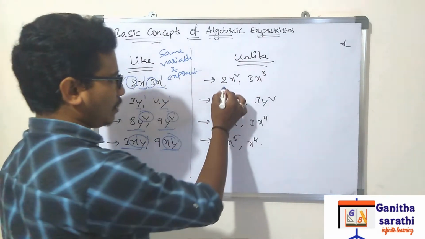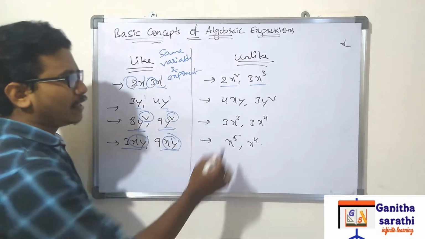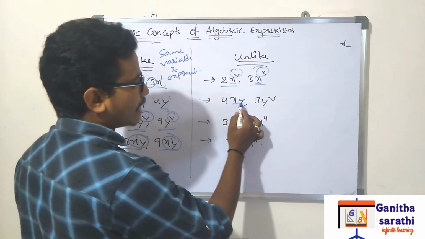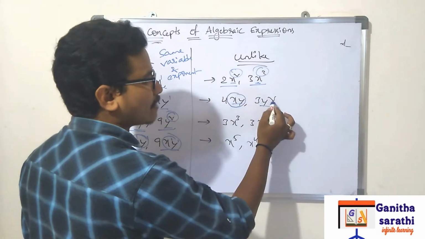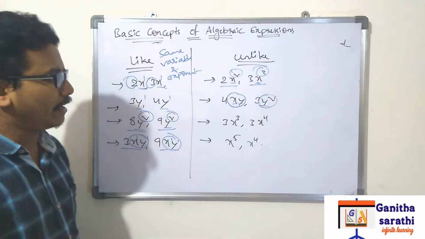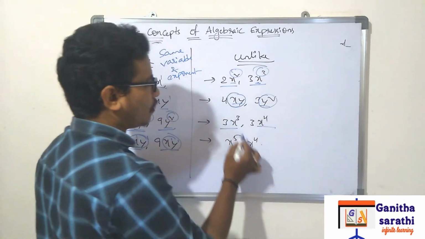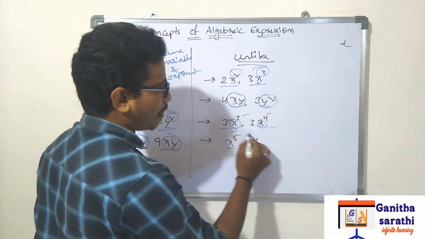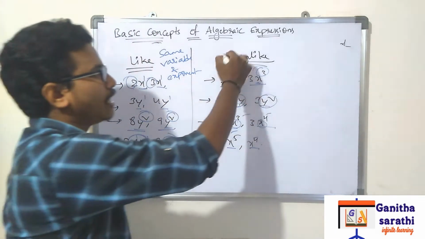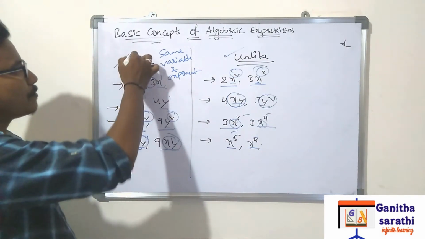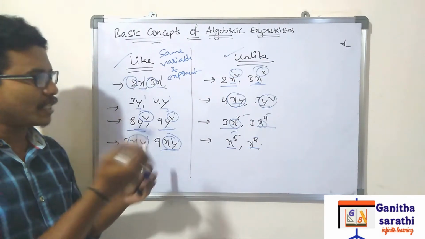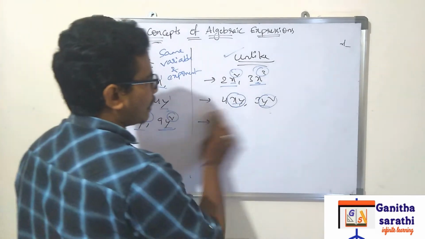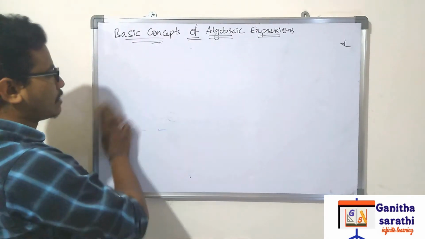So see, 2x square, 3x cube. Here the variable is the same but powers are different, so it is unlike. Here xy and y square, here xy is there, here y square is there, definitely it is unlike. Here 3x cube, 3x power 4, variables are the same but powers are different. So these types of terms are called unlike terms. These types of terms are called like terms. Okay, like terms and unlike terms. Understood? So now let us discuss coefficients.